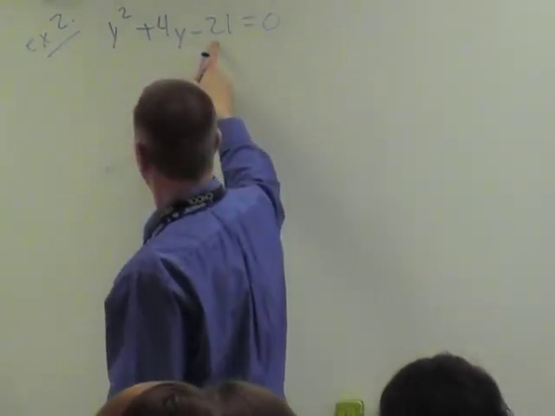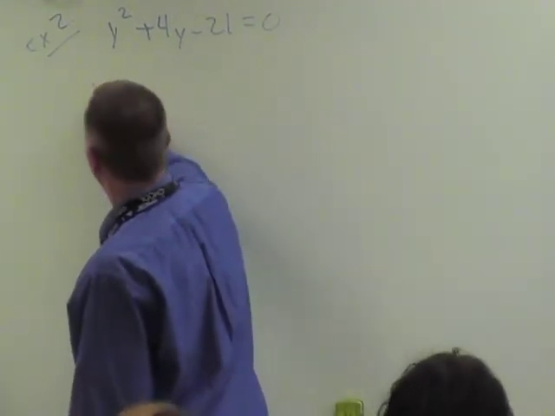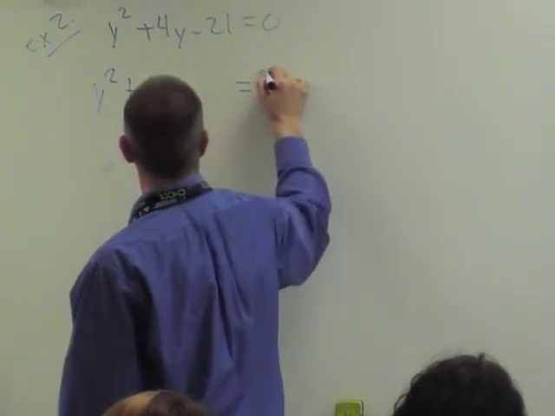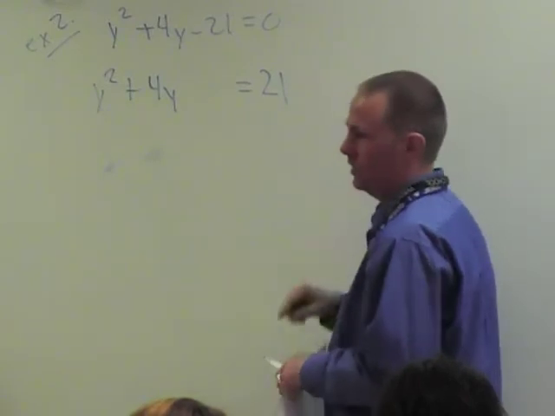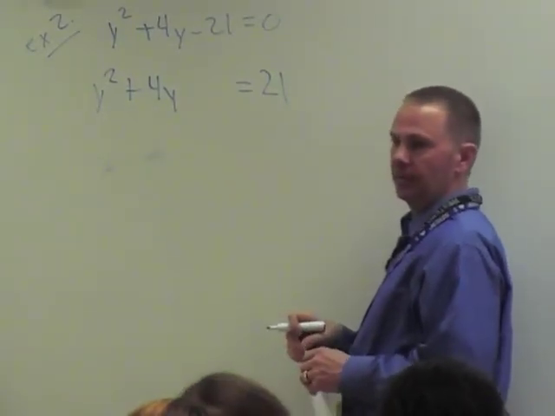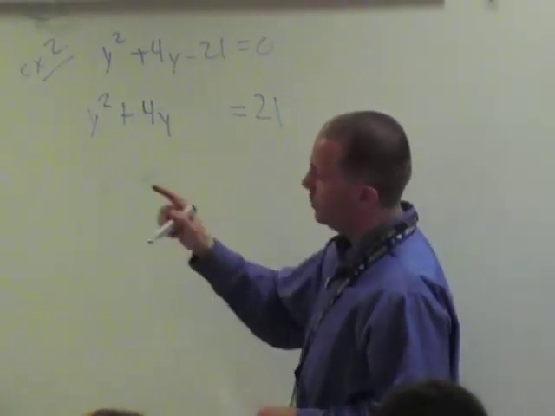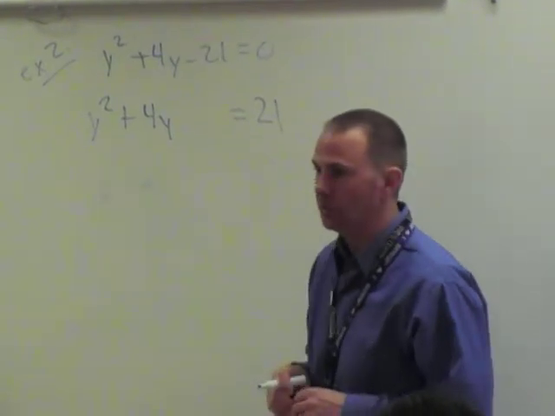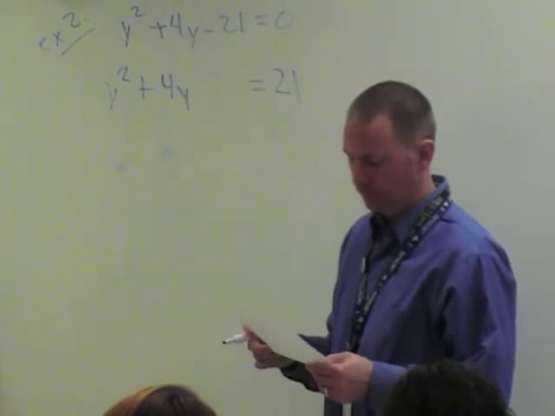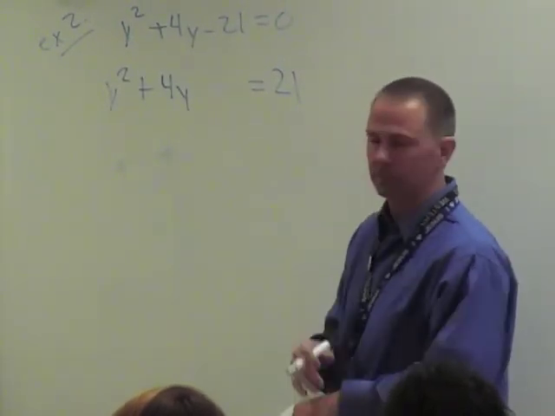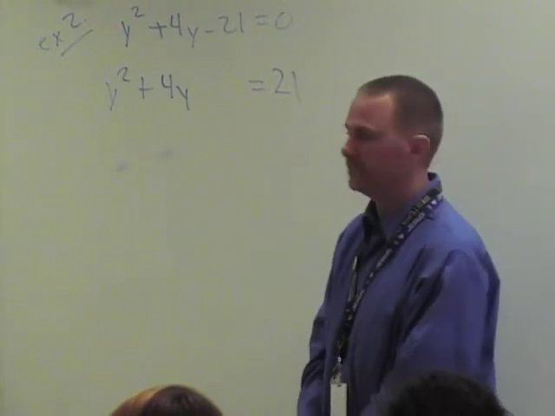Step 1, move C to the side. Positive. So y squared plus 4y equals 21. Whenever we move terms, we just change the sign. That's all. It's that easy. Now, everybody try to set up step 2. Complete the square. Half of b squared added to both sides.